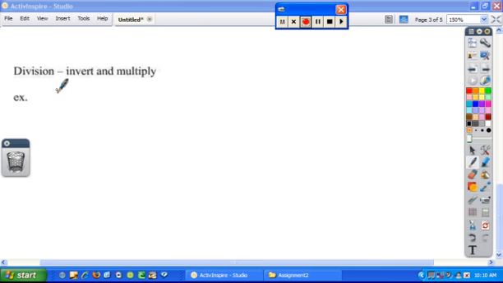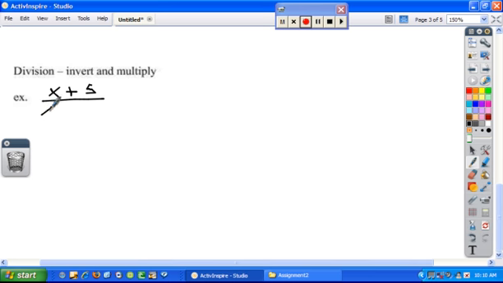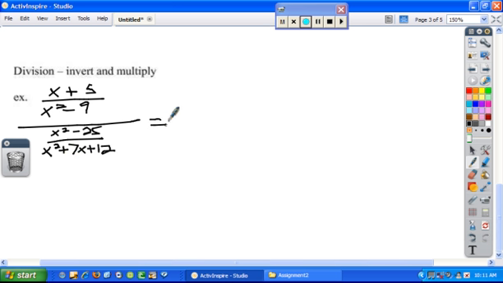Okay, now I want to try a division problem. So let's do x plus 5 over x squared minus 9, all of it divided by x squared minus 25 over x squared plus 7x plus 12. Now, what I'm going to do here is make use of a rhyme. It goes like this. When the fractions say divide, invert the second and multiply. So these fractions are saying divide, invert or flip the second, and multiply.